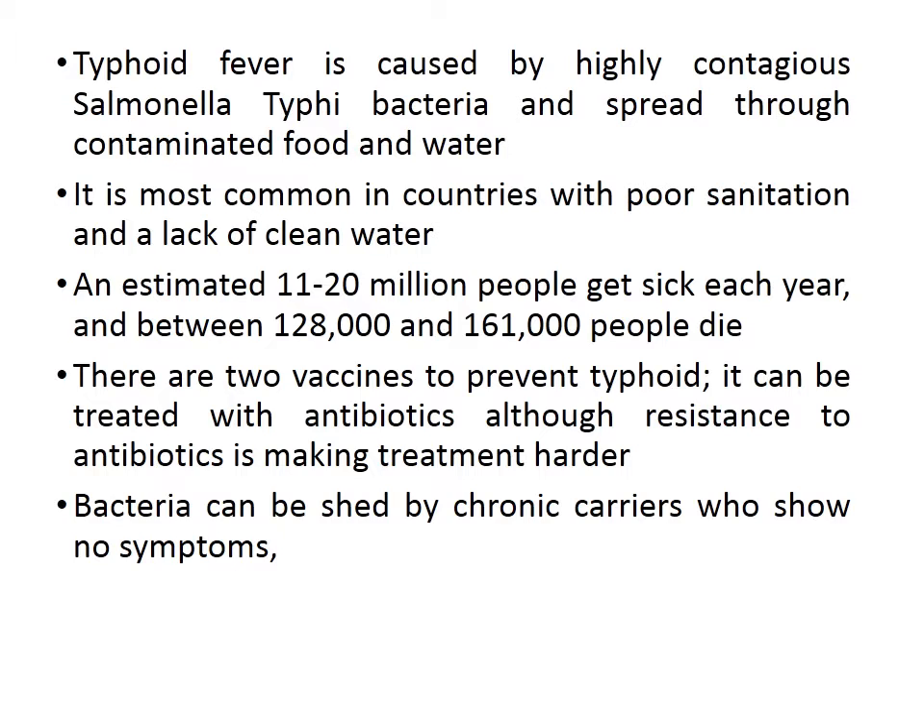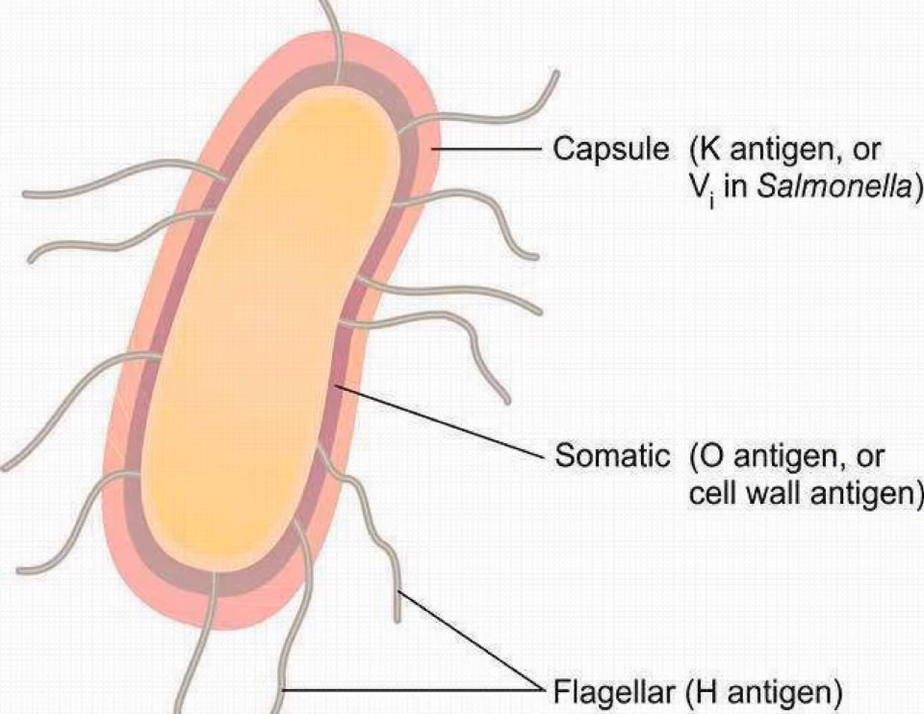An estimated 11 to 20 million people get sick each year, and between 128,000 and 161,000 people die. There are 2 vaccines to prevent typhoid. It can be treated with antibiotics, although resistance to antibiotics exists. Bacteria can be shed by chronic carriers who show no symptoms. This is the structure of the bacteria Salmonella typhi that causes the disease.